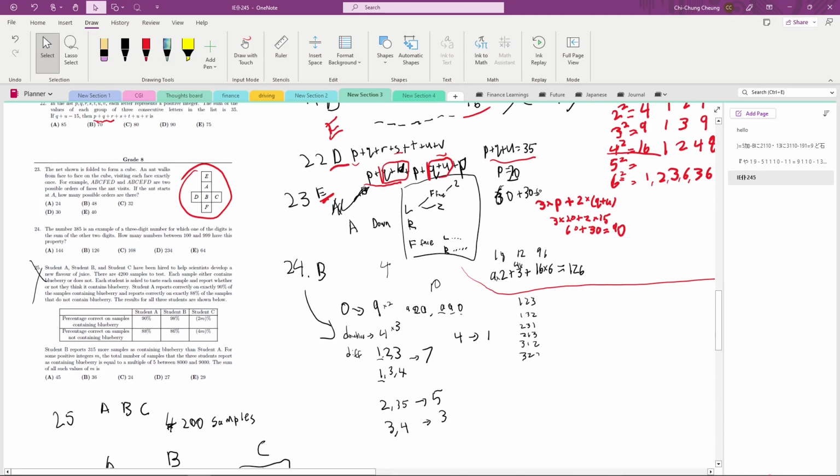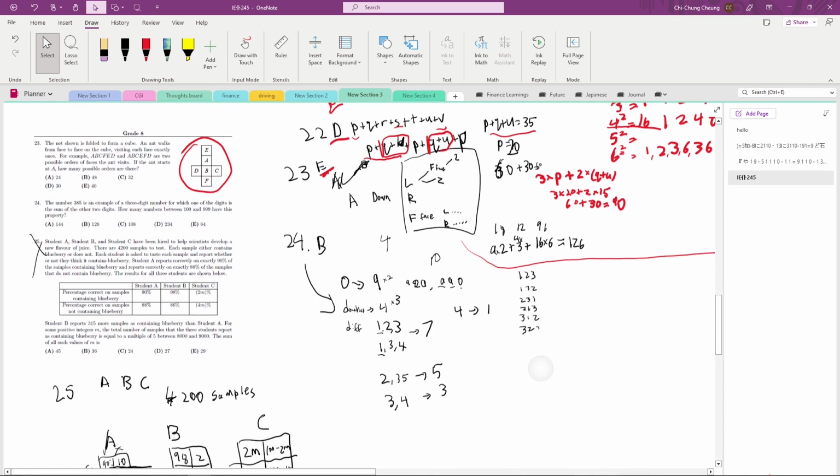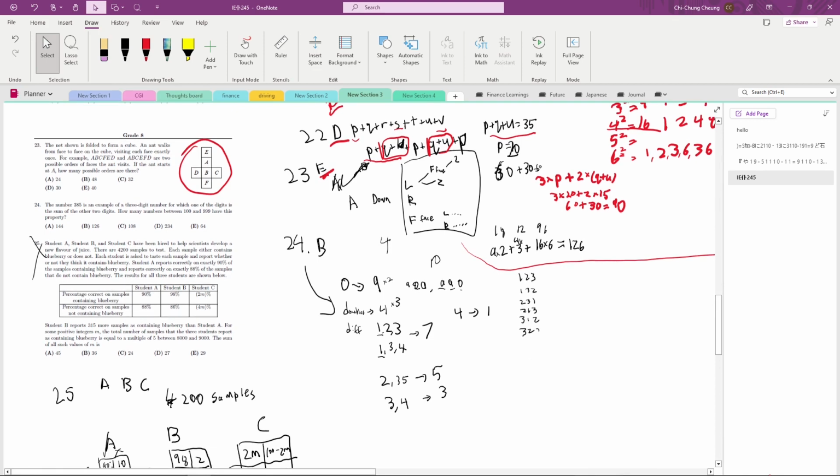Anyways, so the number of three-digit numbers for which one of the digits is the sum of the other two digits. How many numbers between 100 and 999 have this property? So again, this is a counting question. There's so many counting questions. And you just have to think of how to figure out the cases.